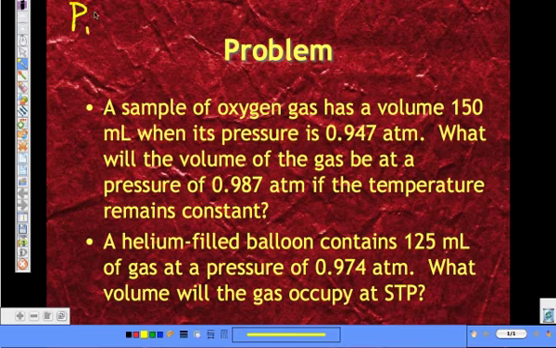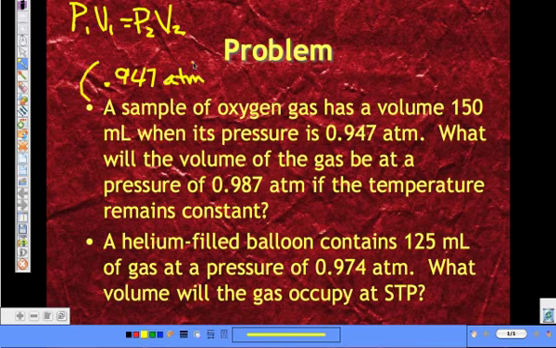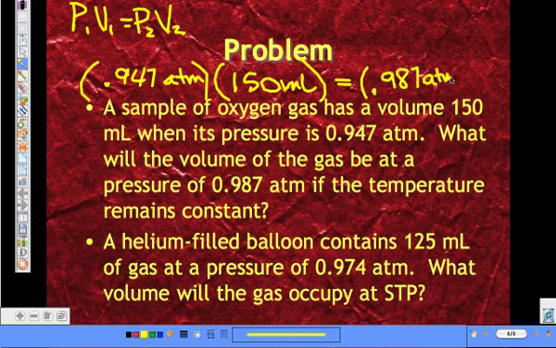So our equation is P1 V1 equals P2 V2. What would P1 be? 0.947, our initial pressure. What's our initial volume? And P2, our final pressure, is 0.987. Do we know V2? No, we're going to solve for V2. We're looking for the new volume.